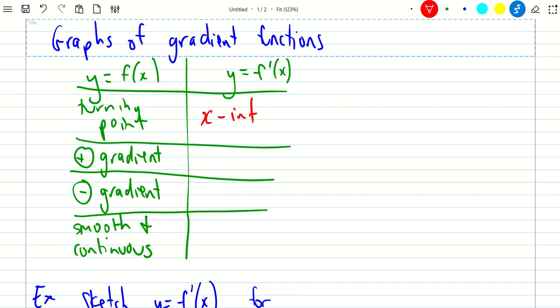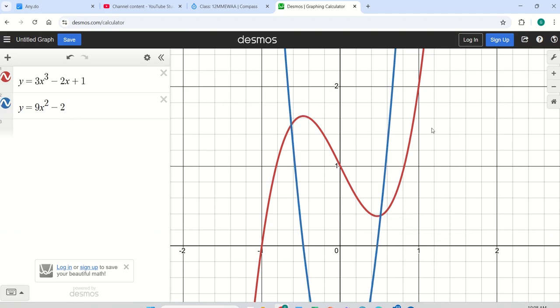What about positive gradients and negative gradients? Let's have a look at positive gradients. If the original function has a positive gradient, as you'll see in this section where my cursor is, which is all positive until it gets to that turning point, then the derivative function will be positive. The derivative is greater than 0, so the derivative function is above the x-axis. That makes sense. Then after this turning point of the original function, the gradient becomes negative. So it's negative all through here.